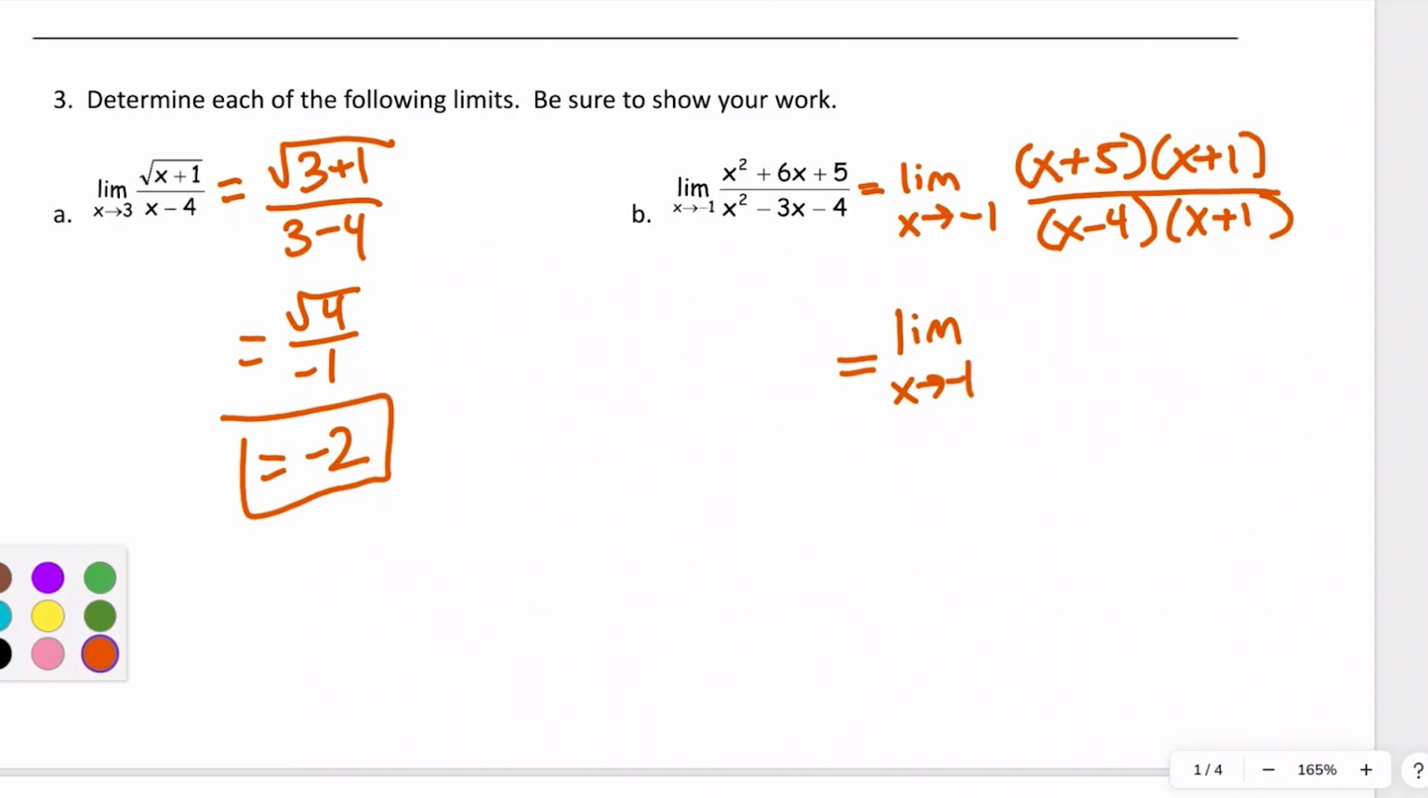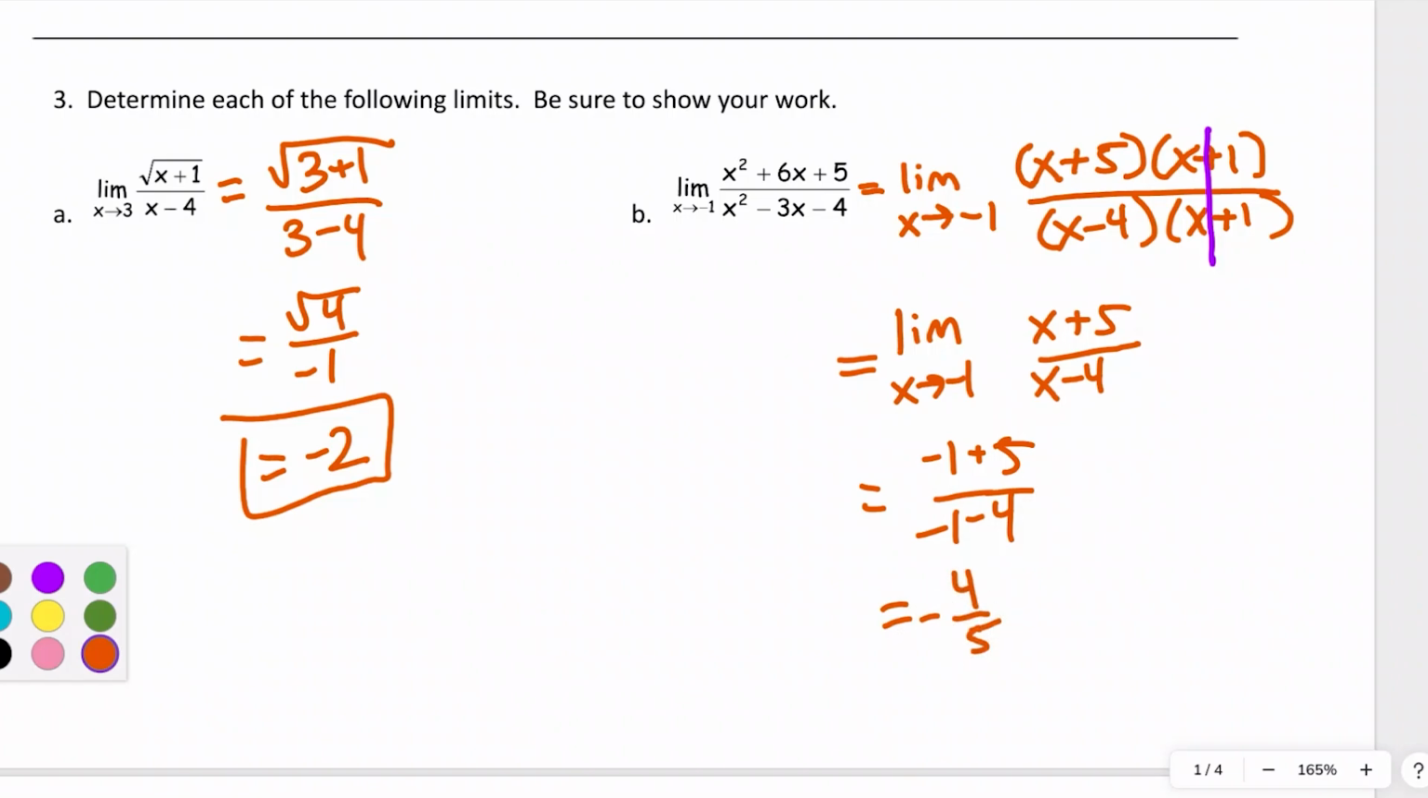Okay, and when I say cancel out, what I really mean is we're going to reduce these factors to 1. Anything divided by itself should be 1, as long as it's not 0. So let's go ahead and finish this off. Limit as x approaches negative 1 of x plus 5 over x minus 4. Now we can go ahead and use direct substitution with that negative 1. So we get negative 1 plus 5 over negative 1 minus 4. And what is this? Looks like 4 over 5. The 5 is negative, so we'll say negative 4/5.